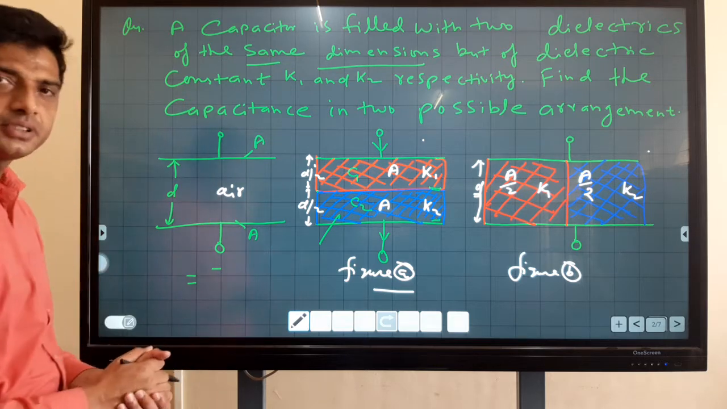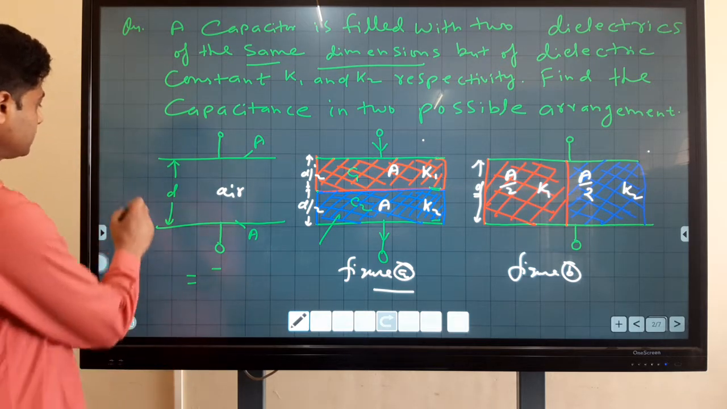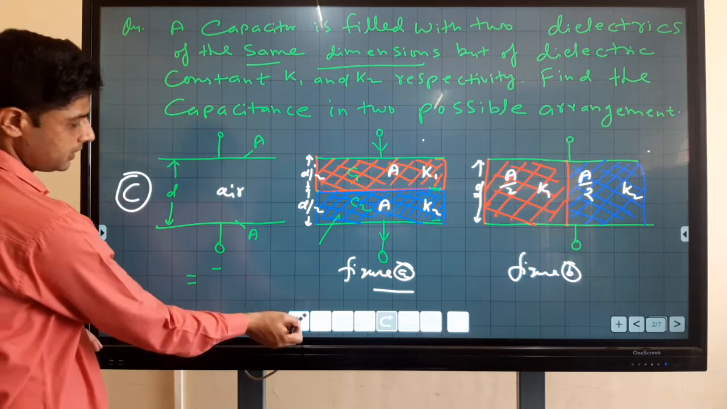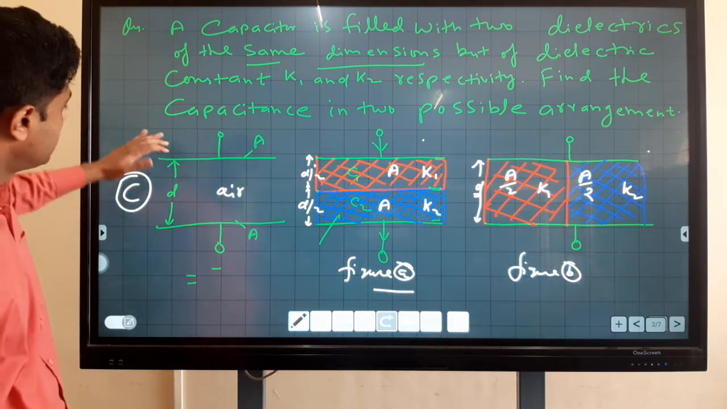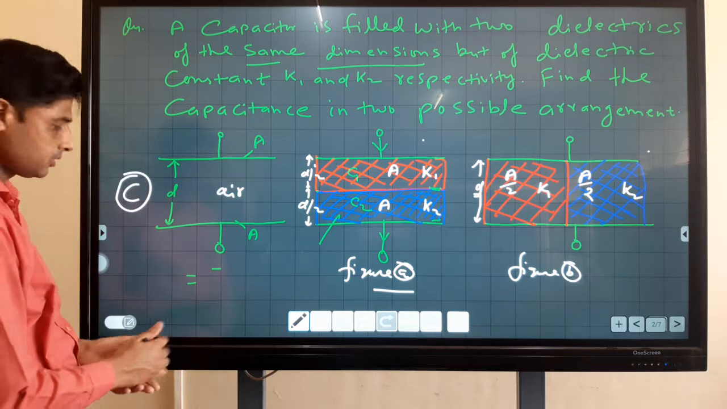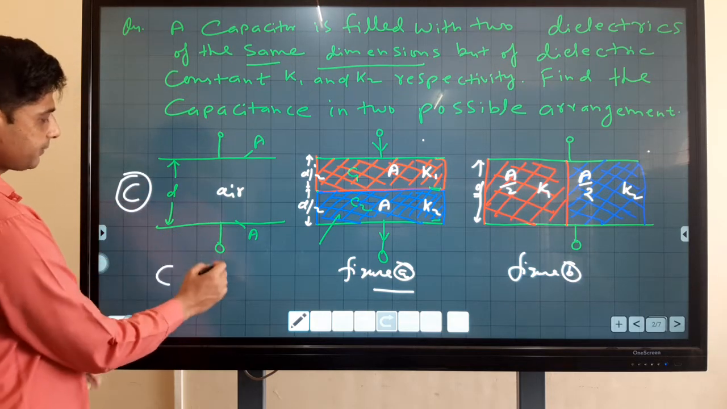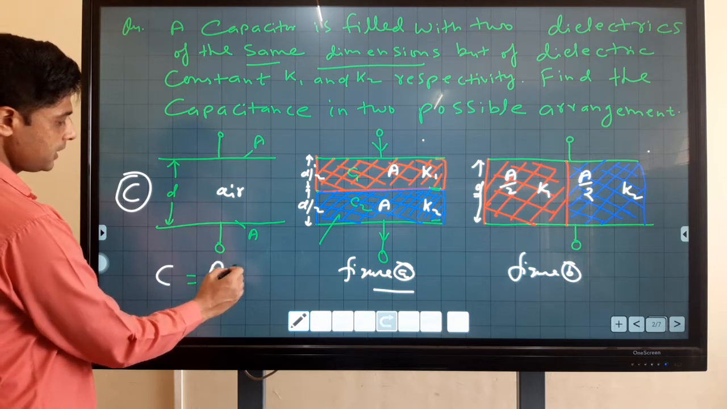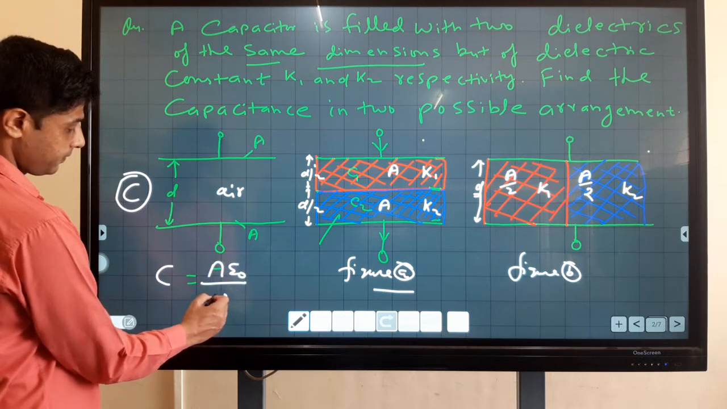This is a capacitor of capacitance C, the distance between the plates is D and the area of each plate is A. So the capacitance of this capacitor is given by A epsilon naught upon D.